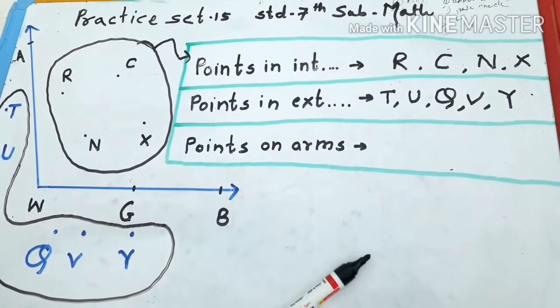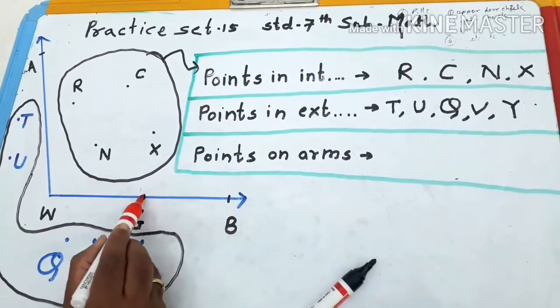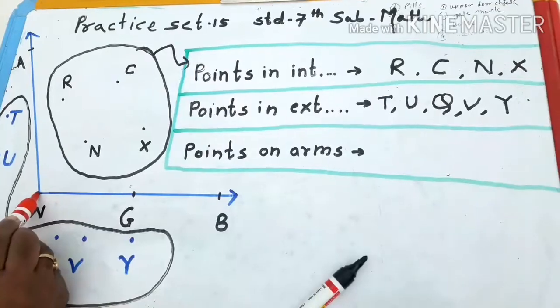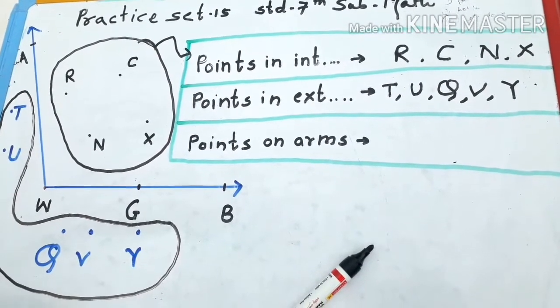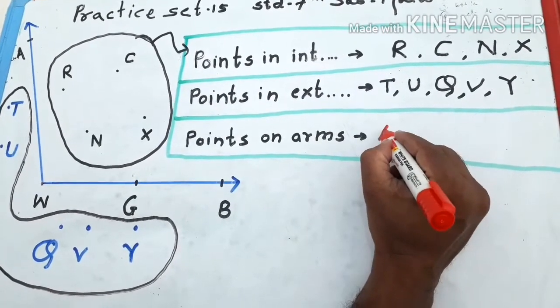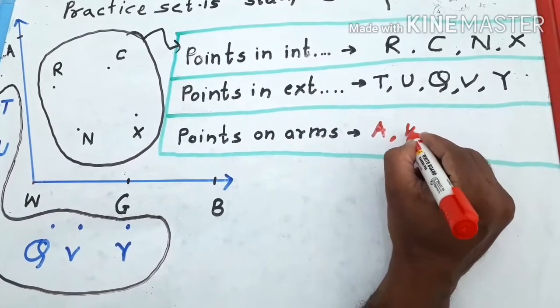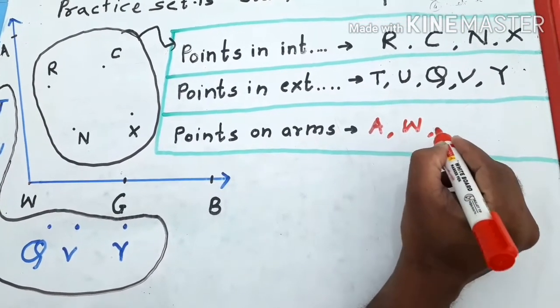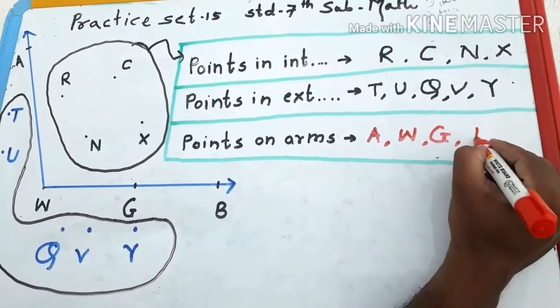Look at this point. This point is on the arm of the angle, this point is on the arm of the angle, this point is on the arm of the angle, and this point is also on the arm of the angle. So here we have points on the arm. Points on the arm are A, W, Z, and B.